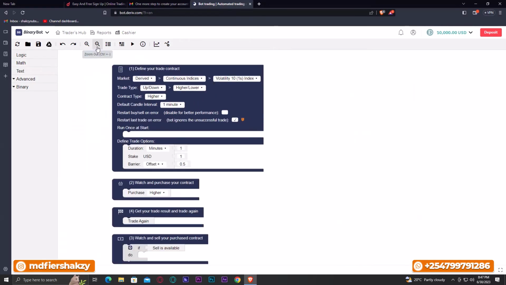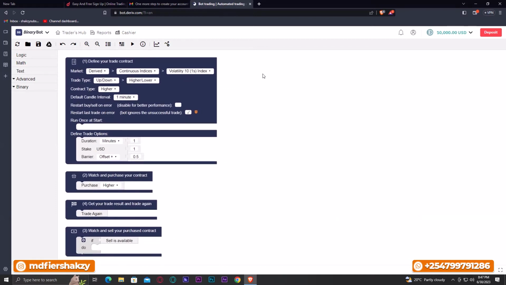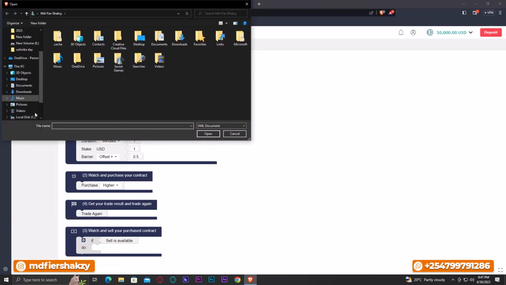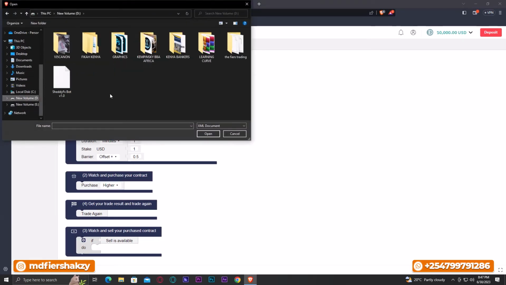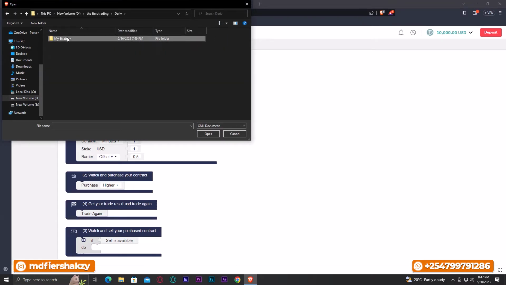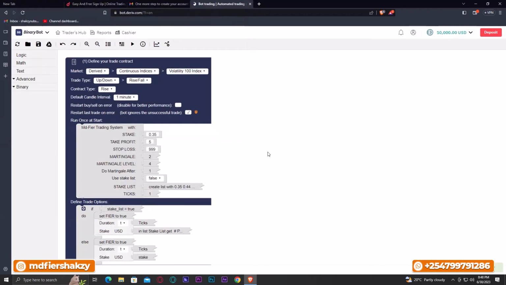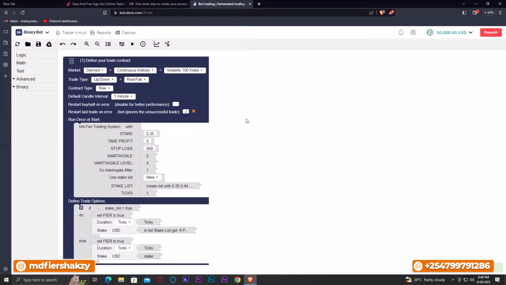So let me show you how a binary bot looks. Let's load the binary bots that I've made, and I said I'll also teach you guys how to trade. So you guys know my real name, I go by the name MD Fire Shark Z. You can see my bot, MD Fire Trading System. So this is how a bot looks like.